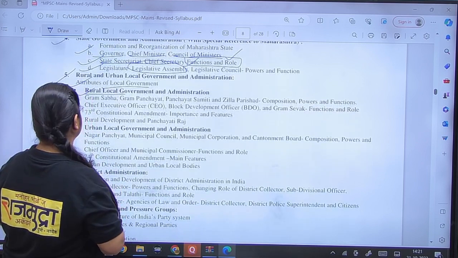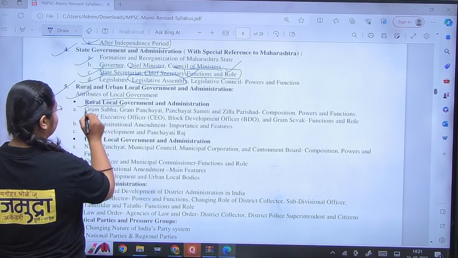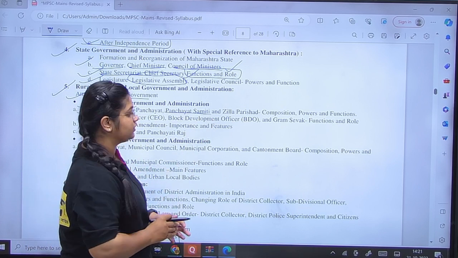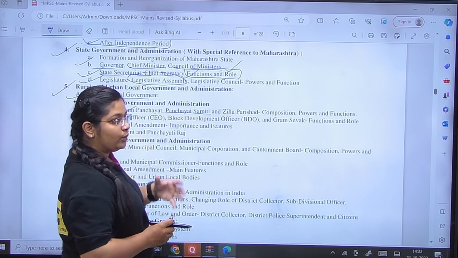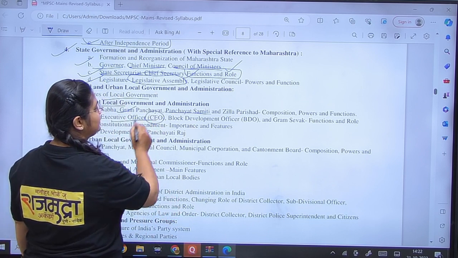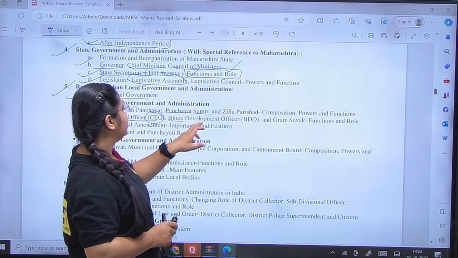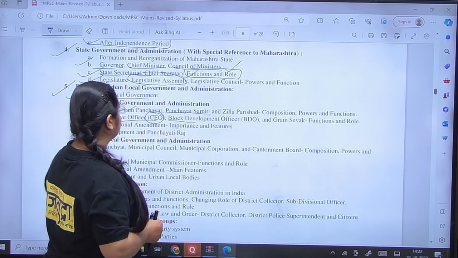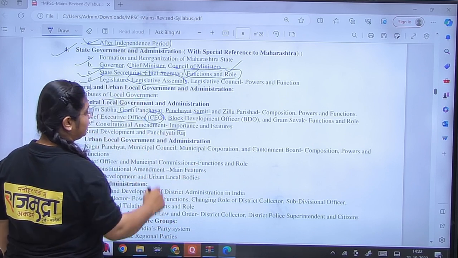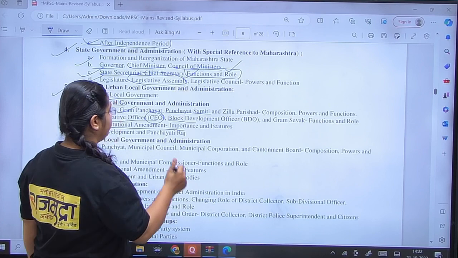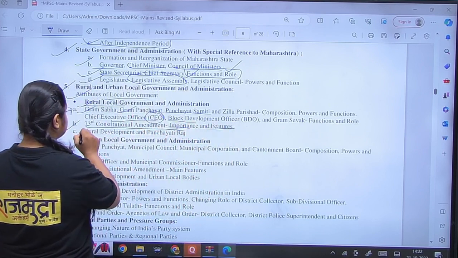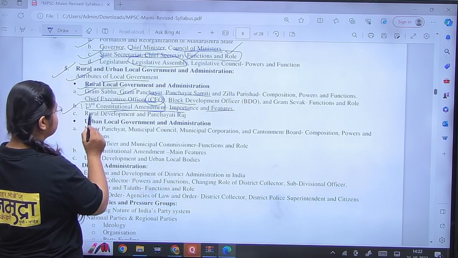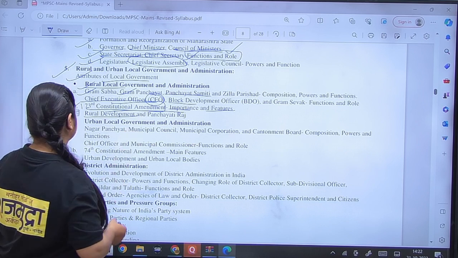Rural government and administration. In that, we have to study Gram Sabha, what is Gram Sabha, Gram Panchayat, Panchayat Samiti, and Zilla Parishad. Their composition, their power and functions, Chief Executive Officer, who is CEO, how do they work, okay. Then Block Development Officer, Gram Sevak, functions and his role too. Then next is 73rd Constitutional Amendment, importance and its features. What is the 73rd Constitutional Amendment Act? We are going to see it completely. Next is rural development and Panchayati Raj.